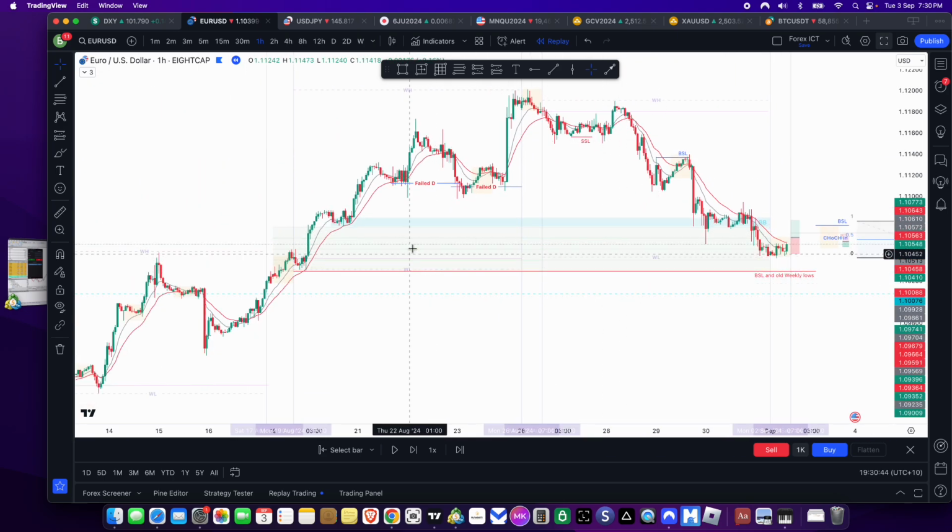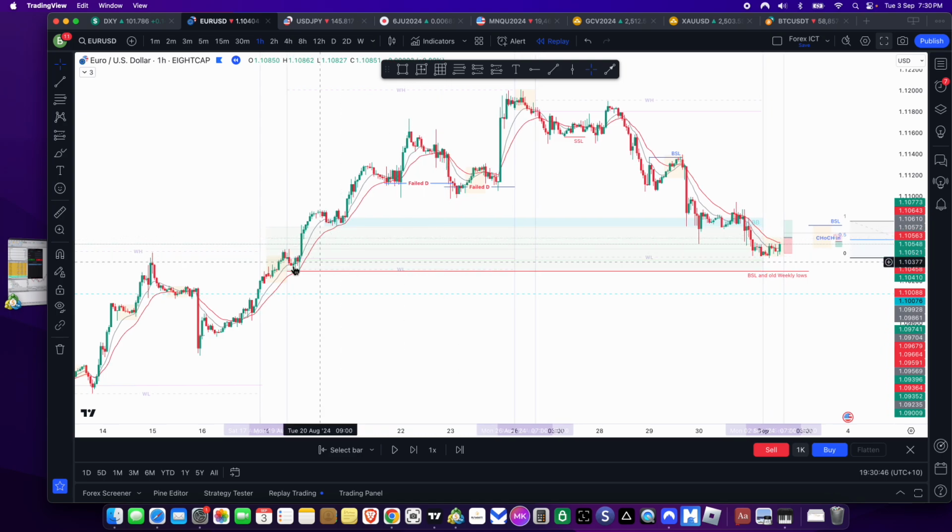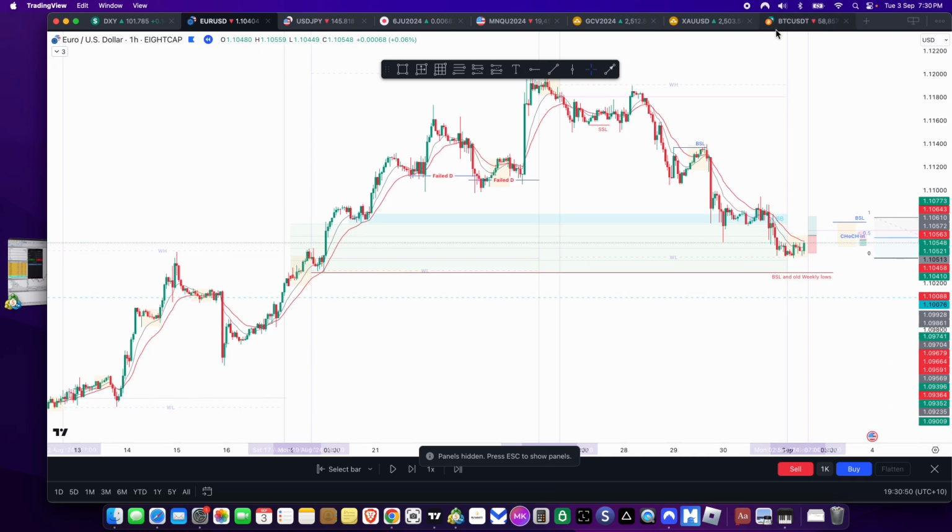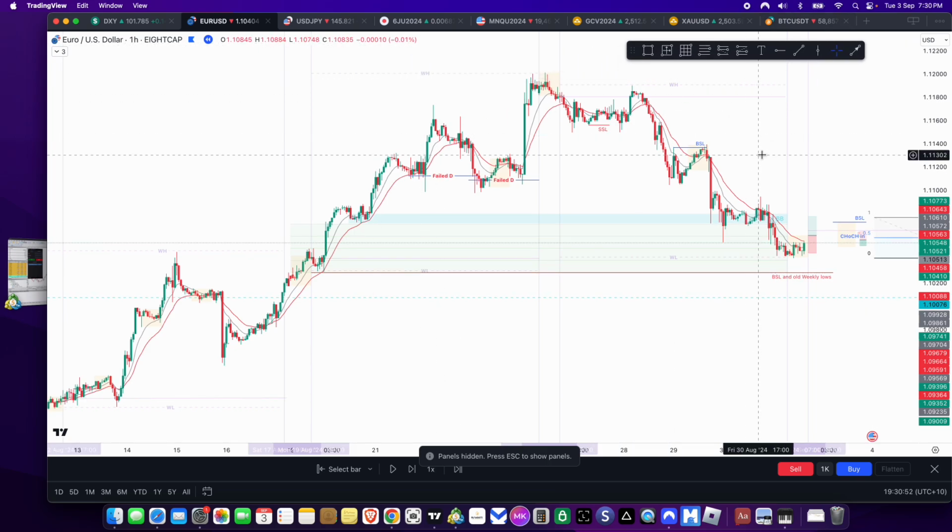Okay, so all this green in here is demand, meaning this is where price took off from last time at this level here. So we're going to be looking at that level, assuming that there's going to be a reaction in here.